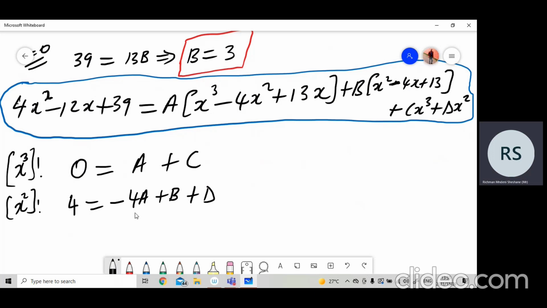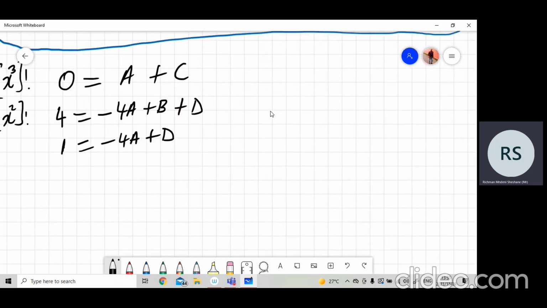Again, check which constant you already have here. You see, I only have b. I was marking the constants that I already found with red, so b. So if b is 3, let me substitute 3 here. After substituting 3 here, let's transpose this 3. So 4 minus 3, which should give us 1, equal to minus 4a plus d. So a and d we don't have, so we're stuck. So we just continue and equate the next power's coefficient of x.